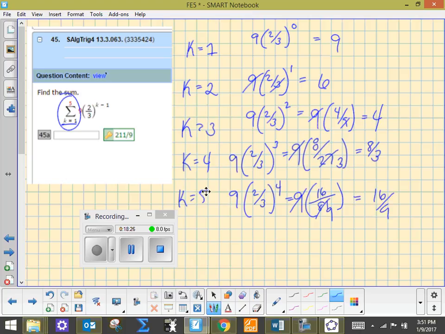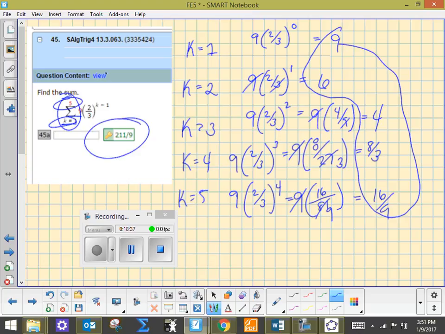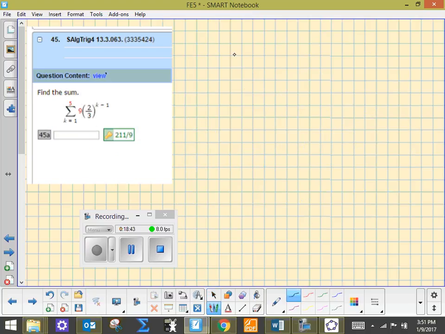Now I stop because I start at k is 1, and I stop when I get to k being that number up there. Now I'm going to take each one of these results, and I want to add them together. And that should give me 211 over 9.